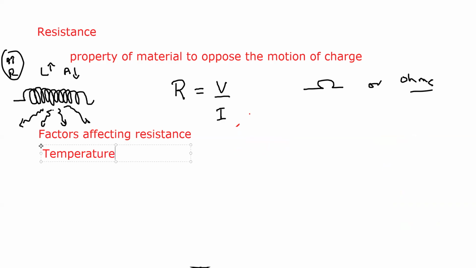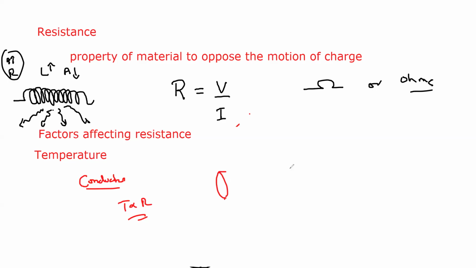Temperature can also affect the resistance, but it depends on the type of material. We may have a conductor. In a conductor, the resistance increases with the temperature. Why does the resistance increase with the temperature? Say in a metal, we have a lattice of positive ions and the delocalized electrons.